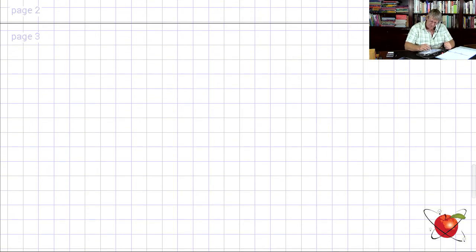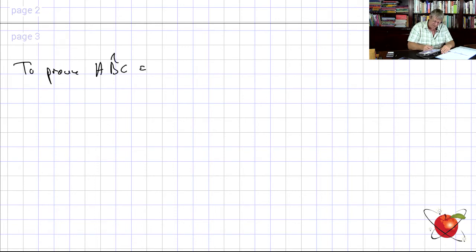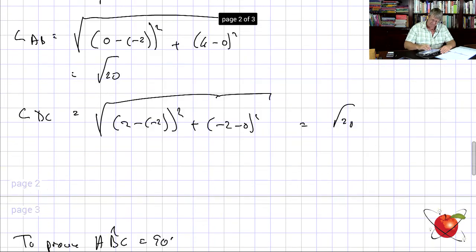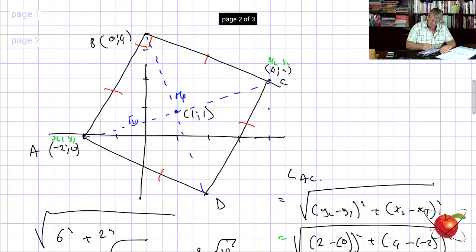How do I prove that something is 90 degrees? To prove angle ABC equals 90 degrees, there are two ways. Step one, my first way is I can say, hang on, what if I took AB, let's just have a look at our diagram again, AB, this side here, plus BC, squared, I square those two and see if it's equal to AC.